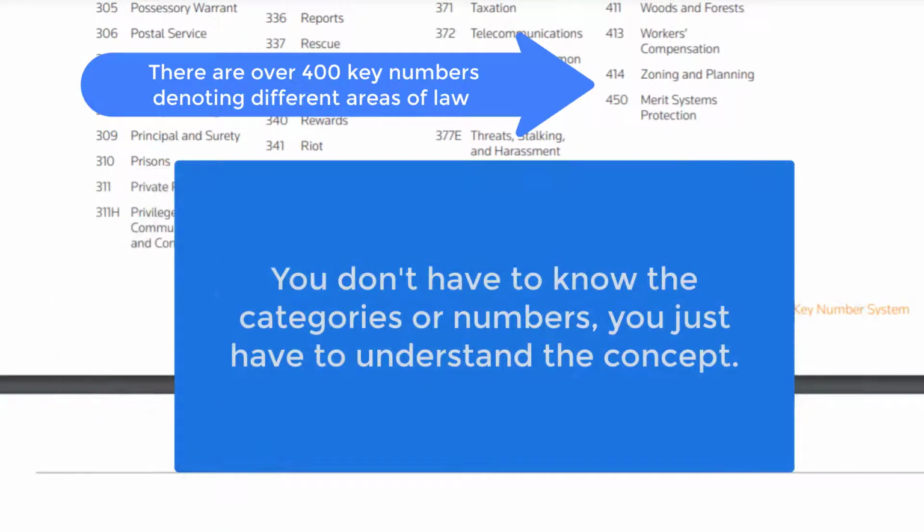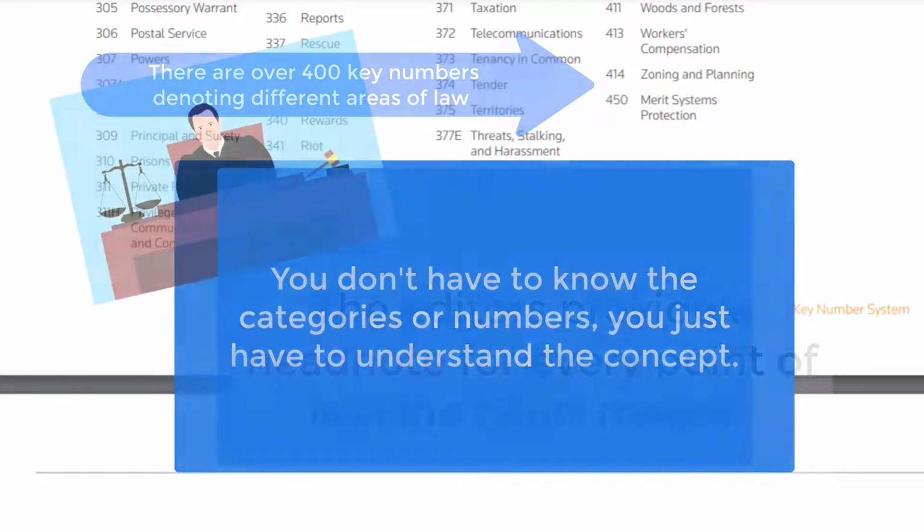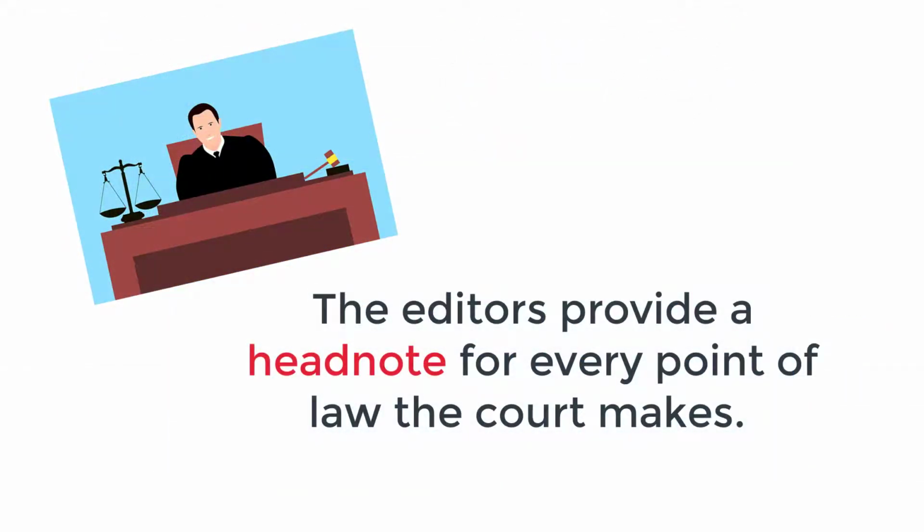So what are headnotes? When a case is decided, the editors at West read it and give it key numbers based on every single area of law the case touches upon. Then they write a short summary of what the case says about that particular area of law. These summaries are called headnotes, and they appear at the top of every case. Each one has a key number identifying what area of law it implicates.